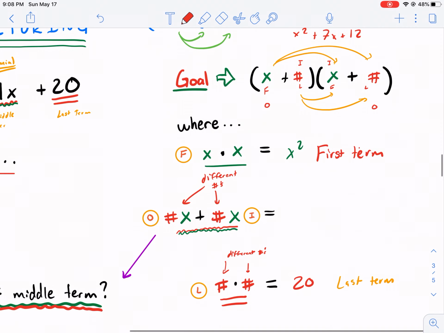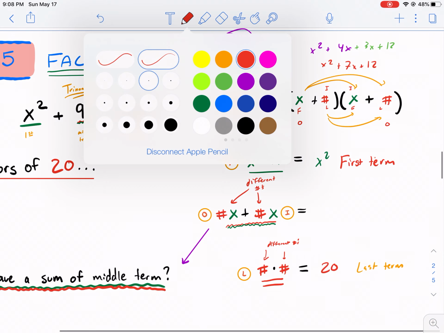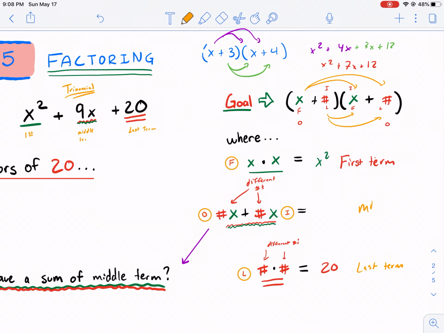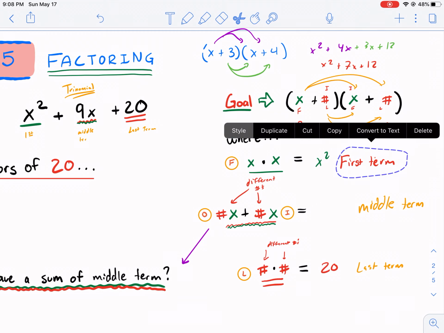Okay? But when you add them together, this is what gives you the middle term. This is the key to factoring. I'm going to change this red to orange. Might as well stay consistent. There.